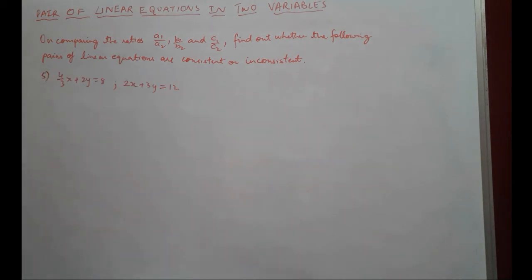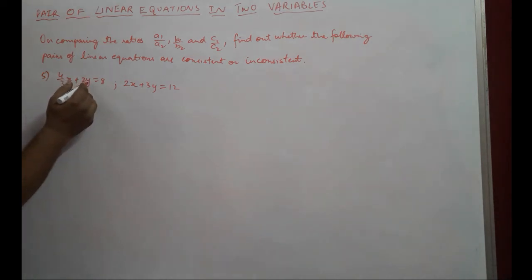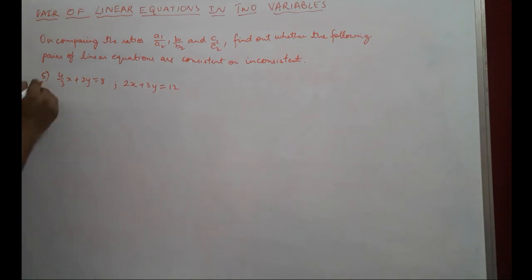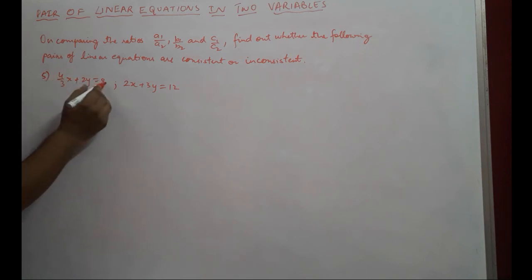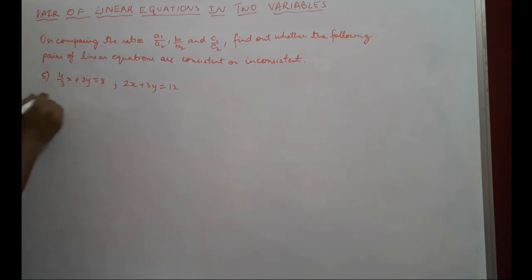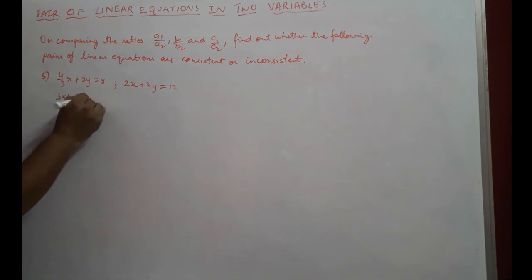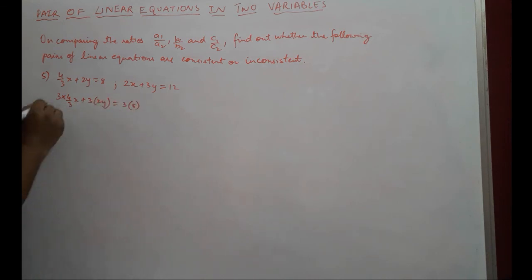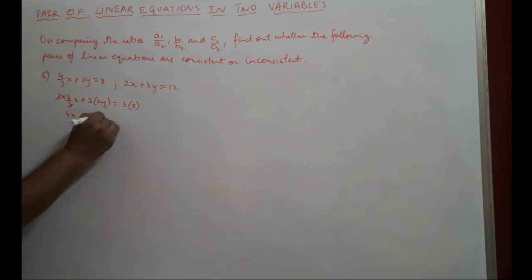So our final problem says 4 upon 3 x plus 2y equal to 8 and 2x plus 3y equal to 12. So in this case what we'll do is, to get rid of this 3, we'll multiply this entire equation with 3 throughout. So that will be on both sides. So we'll take 3 into 4 upon 3 x plus 3 into 2y equal to 3 into 8, and 3 and 3 will cancel, we get 4x, 3 into 2 is 6y equal to 3 into 8 is 24.